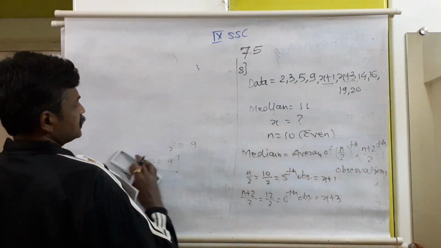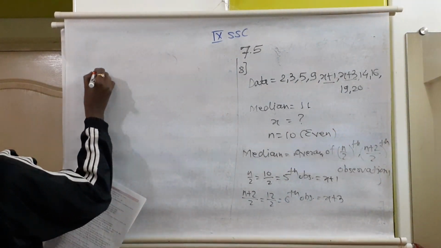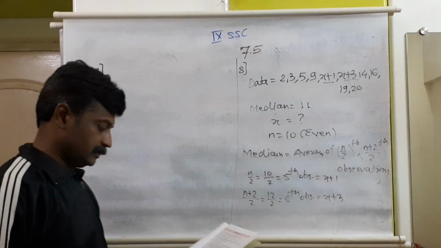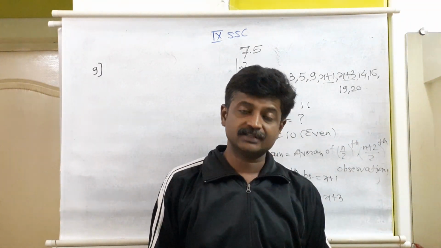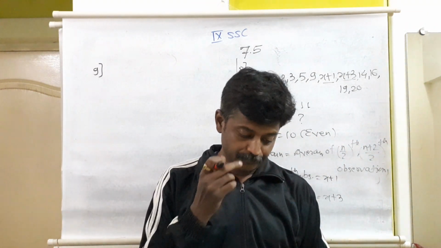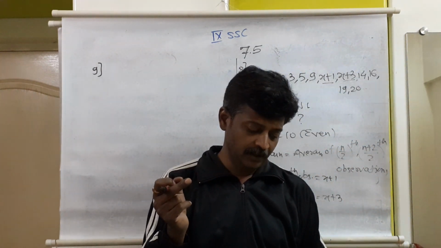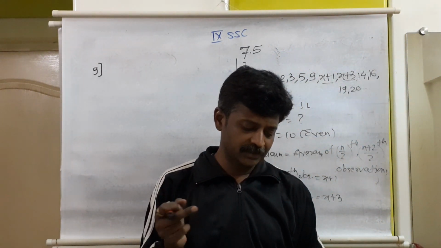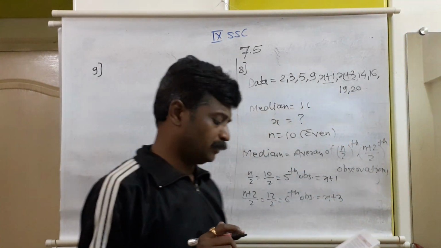What is asked in question number 9 is, on the same page, the mean of 35 observations is 20, out of which the mean of the first 18 observations is 15 and the mean of the last 18 observations is 25. Find the 18th observation. See what is here.